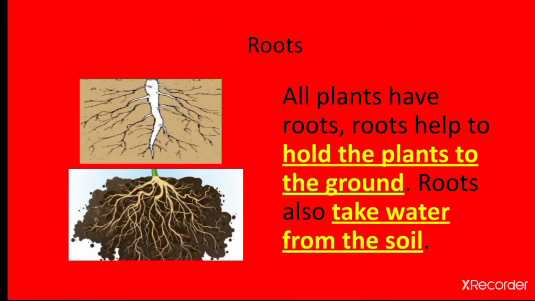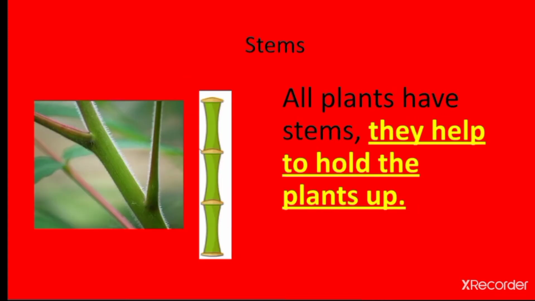The first thing we looked at was the roots. All plants have roots. Roots help to hold the plants to the ground. Roots also take water from the soil up into the plant so it can grow taller. The next thing we looked at was stems. All plants have stems. They help to hold the plants up. If we don't have stems, the plants will fall down and they can't grow any taller.